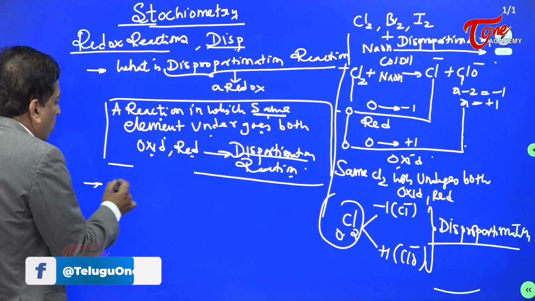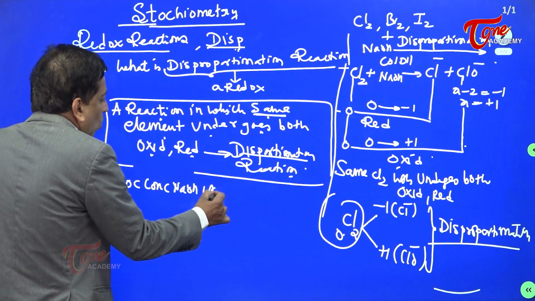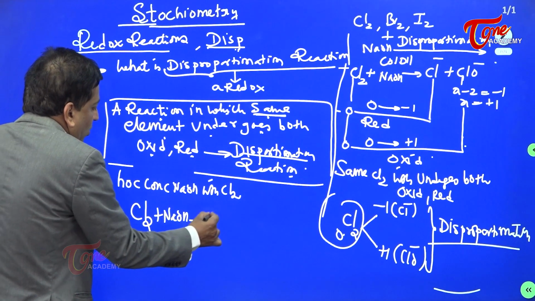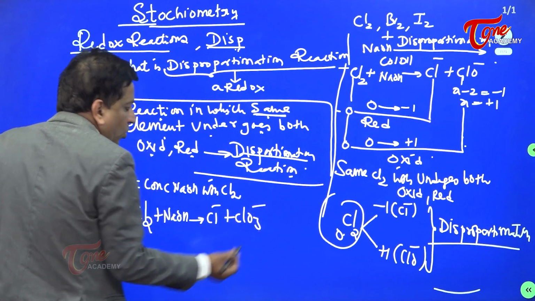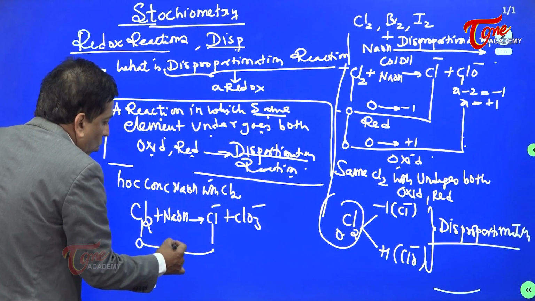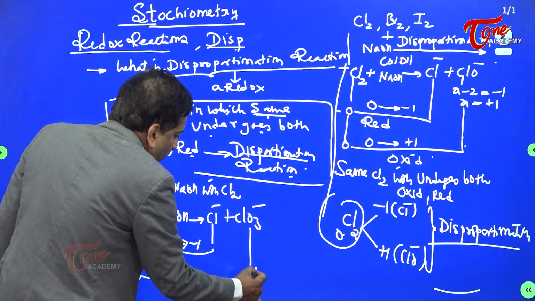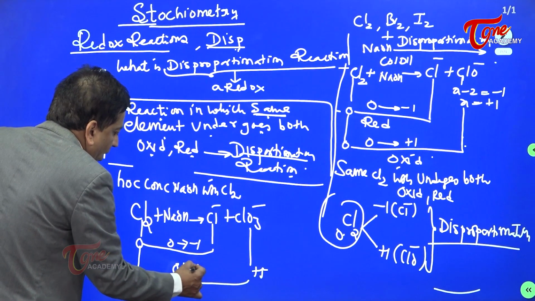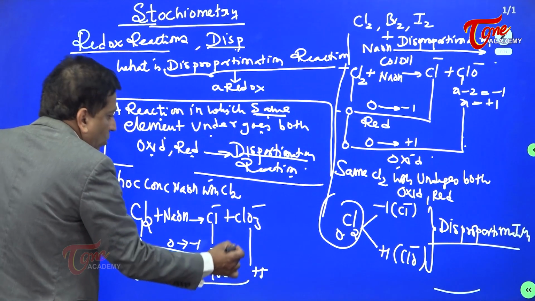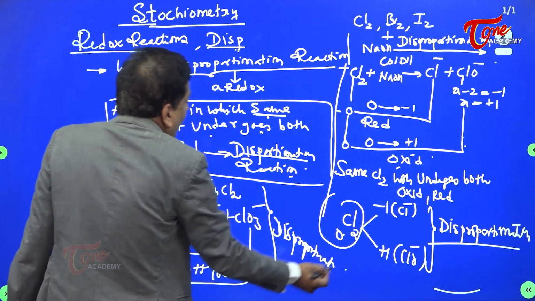Suppose you wanted to have a hot concentrated NaOH with chlorine, then you have chlorine and NaOH, and you get Cl minus and ClO3 minus. Now what is happening here? It is 0 giving you minus 1, 0 to minus 1. And the same 0 is now giving you plus 5, so it is 0 to plus 5. So this is reduction, and this is what is called oxidation. And this reaction, of course, will be called disproportionation. You must understand this.